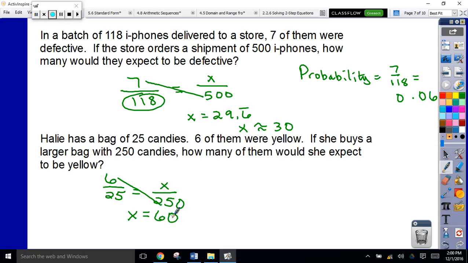Jenna, you want to tell us the probability? 0.24. To find the probability that a candy is going to be yellow, we're going to do 6 divided by 25, which is 0.24. So it's unlikely that a candy is going to be yellow, but not hugely unlikely. It's 0.24, so it's almost a 1 out of 4 chance.